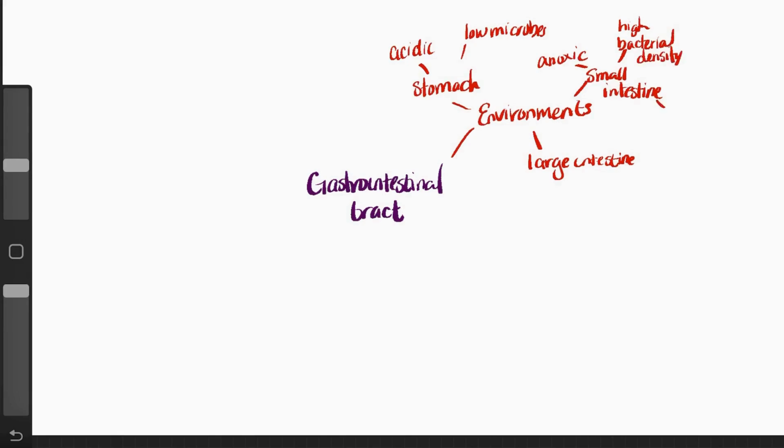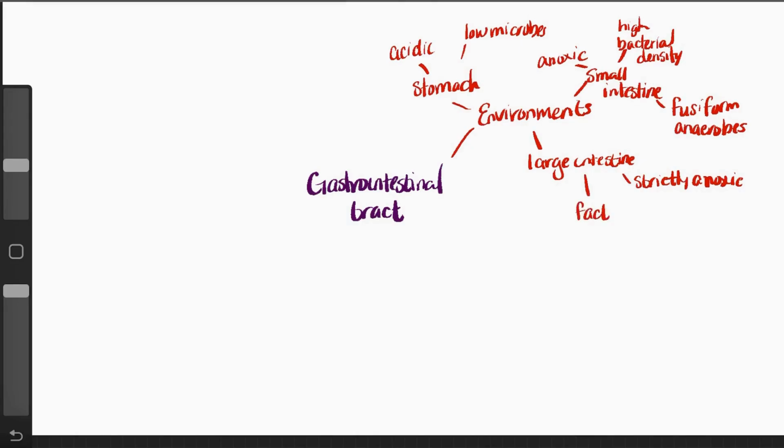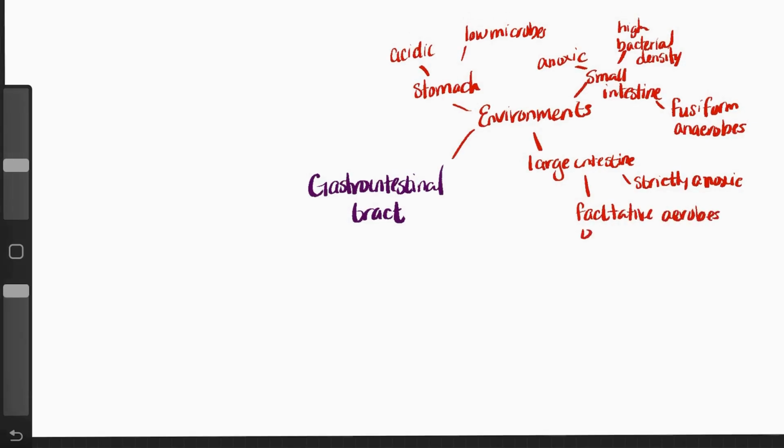And our third one would be fusiform anaerobes. Well, on to the large intestine. We have strictly anoxic, and the bacteria that are in the large intestine are facultative aerobes and obligate anaerobes. And lastly, stemming from the large intestine, in vivo fermentation vessel.